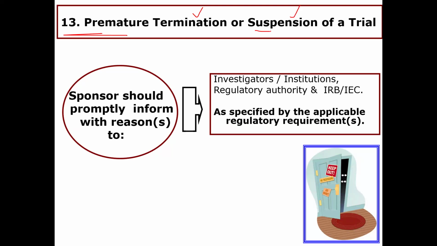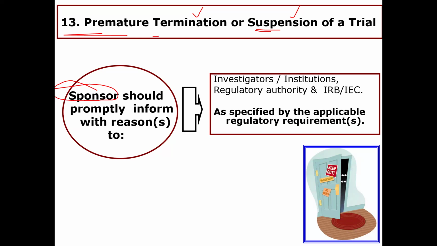Like, if there is a death, I'll tell you, there was a death in my trial, and at that time the sponsor suspended the trial for 2 months. They thought that unless we get the final report of this death, why it happened, how it happened, till then the trial will be suspended. That is suspension. Who makes this decision? The sponsor makes the decision. The investigator can also make it, I'll tell you, but ultimately the responsibility is the sponsor's.